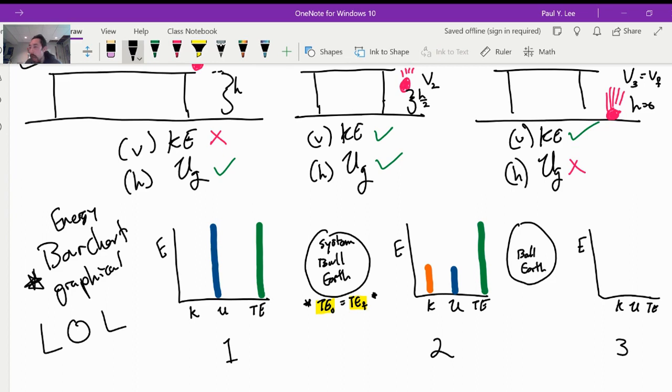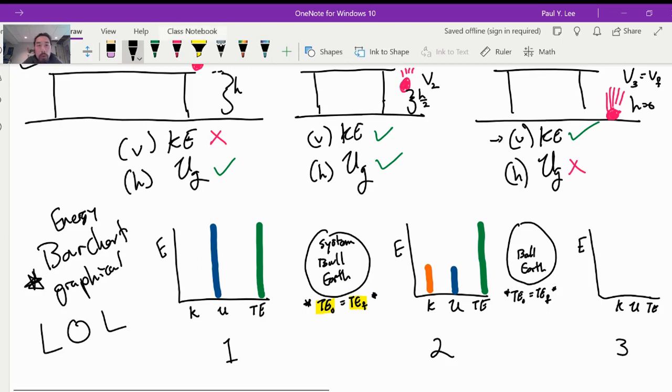Just do a quick little check. Between halfway to the floor and actually hitting the floor, was there anything else that interacted with the ball? And the answer is no, nothing else interacted with the ball. So we can say that TE initial is equal to TE final, like so. Okay, so that's a good little check for you to do.